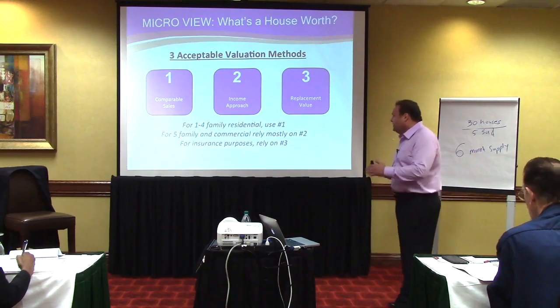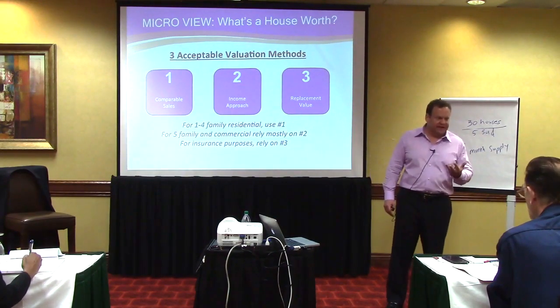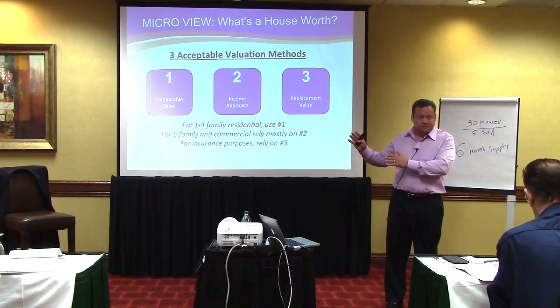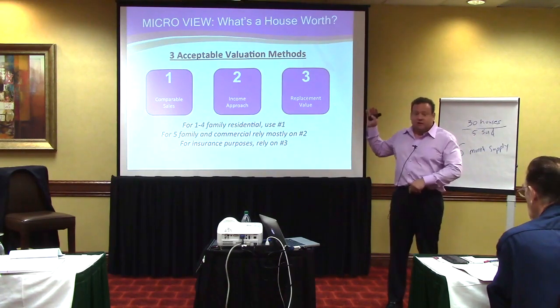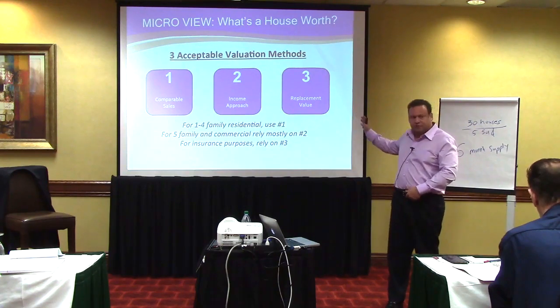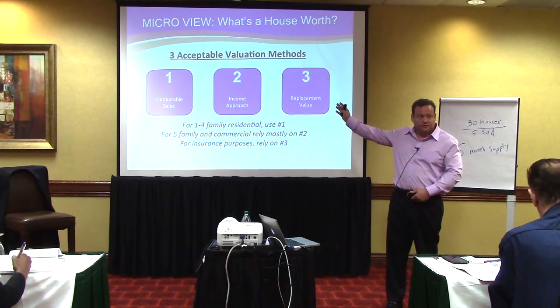So for 1 to 4 family residential, that's single family, duplex, triplex, fourplex, the acceptable method is comparable sales, comps. For 5 family and commercial, you're going to rely on number 2, although a commercial appraisal will consider all 3, they heavily, like 90%, weighted on the income approach.